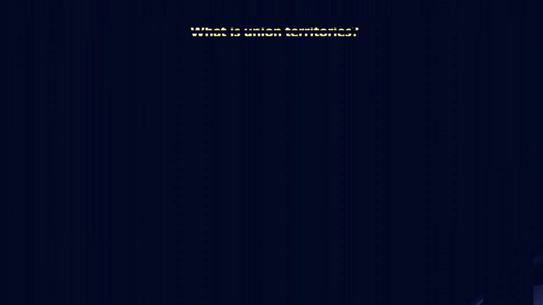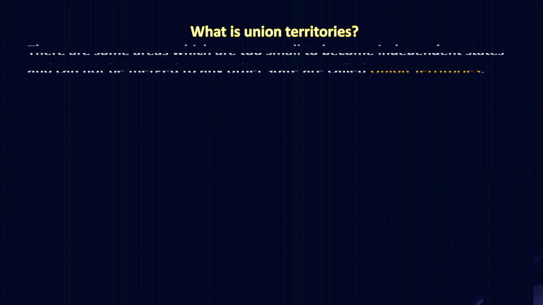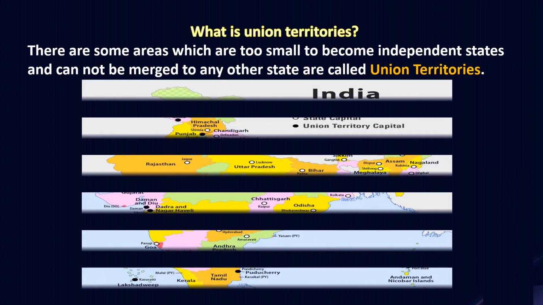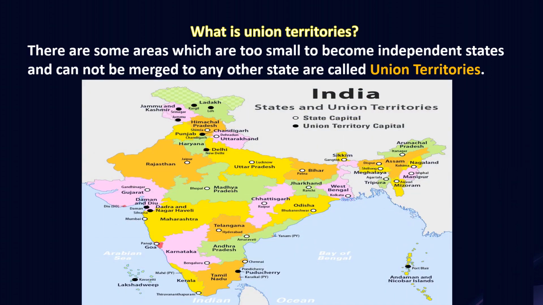Now the question is, what are union territories? There are some areas which are too small to become independent states and they cannot be merged into another state either, like Andaman and Nicobar, Lakshadweep, Pondicherry, Chandigarh. So these areas are known as union territories. But when we take the case of Delhi, Delhi is different. Delhi has more power than other union territories. It has a legislative assembly, but it does not have all the power of a full-fledged state. Thus we saw that in India, all the states do not have equal power.